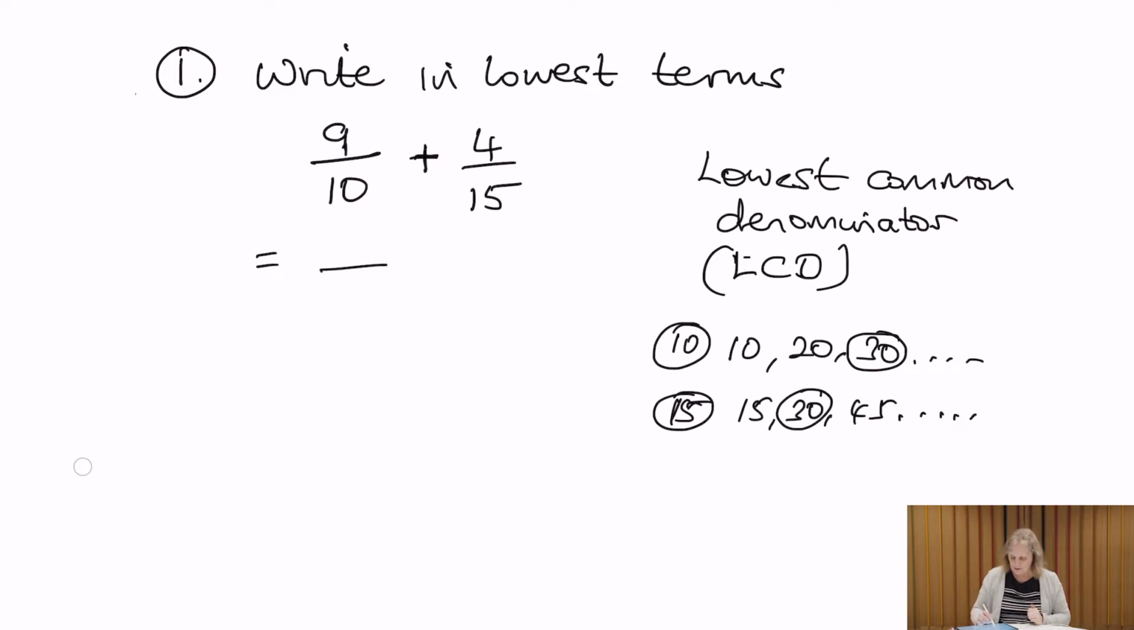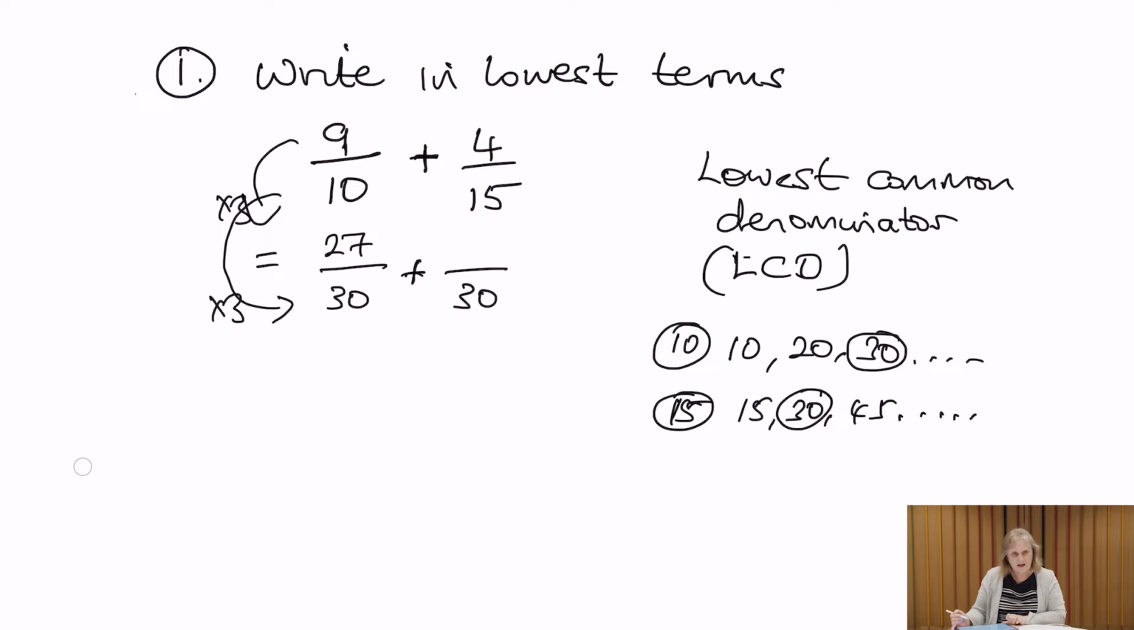So once we've identified that 30, we want to rewrite the fractions as what we call equivalent fractions. We have a common denominator of 30, and we have to rewrite these fractions so they have the same value. We look at 10: if we multiply 10 by 3, that gives us the 30. We have to do exactly the same to the numerator. So 9 times 3 is going to give me 27. And now this fraction is identical to 9/10.